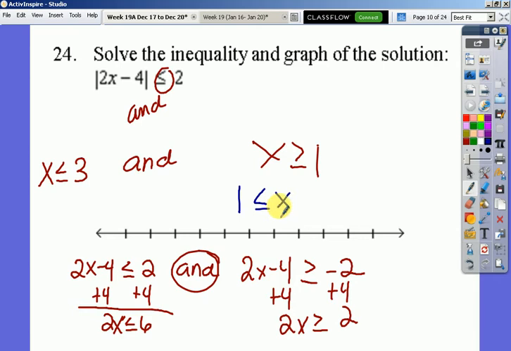x is less than or equal to 3. Right, there has to be an x in the middle of that. Got it? So don't just say 1 is less than or equal to 3. 1 is less than or equal to x is less than or equal to 3. And now you can graph that. So just graph a few points. 0, 1, 2, 3. Are these going to be open or closed? Closed. Closed at 1. Closed at 3. And they meet in the middle because it's and.